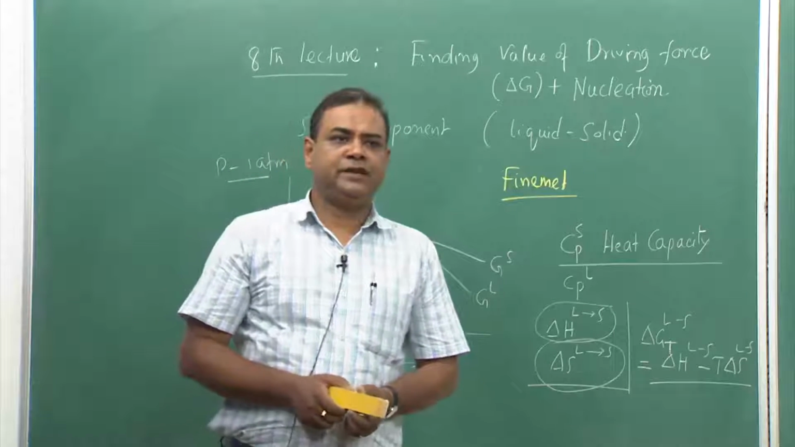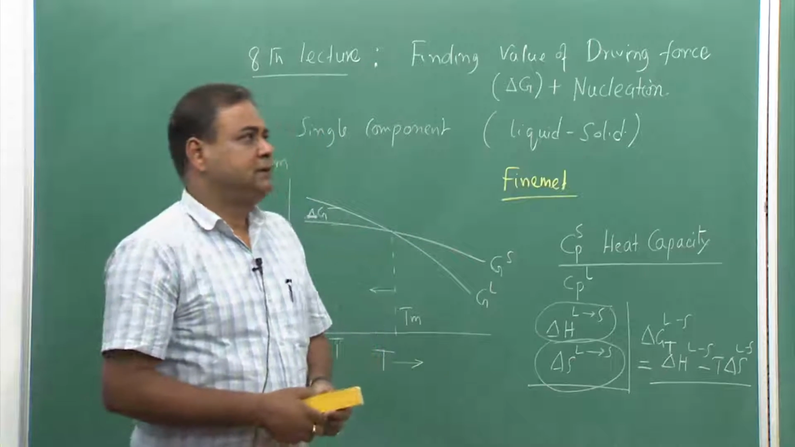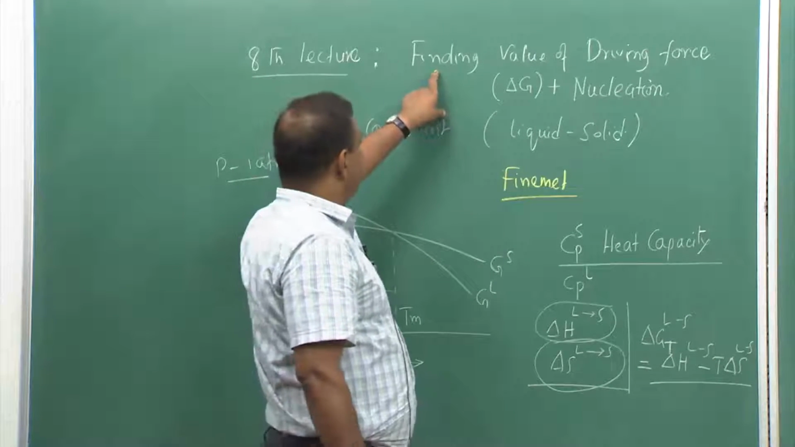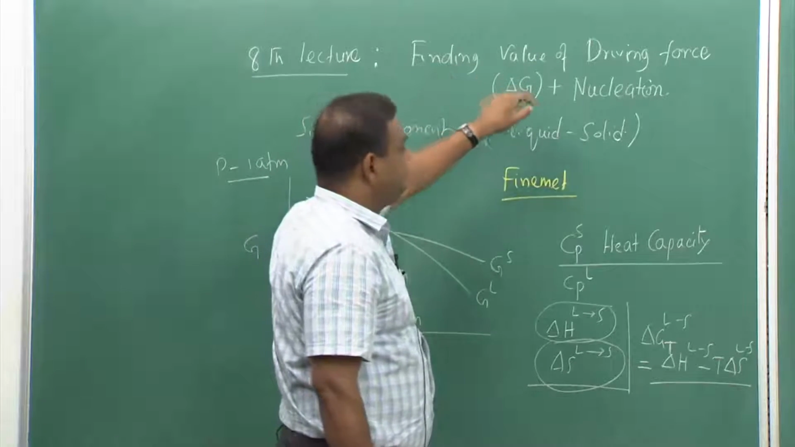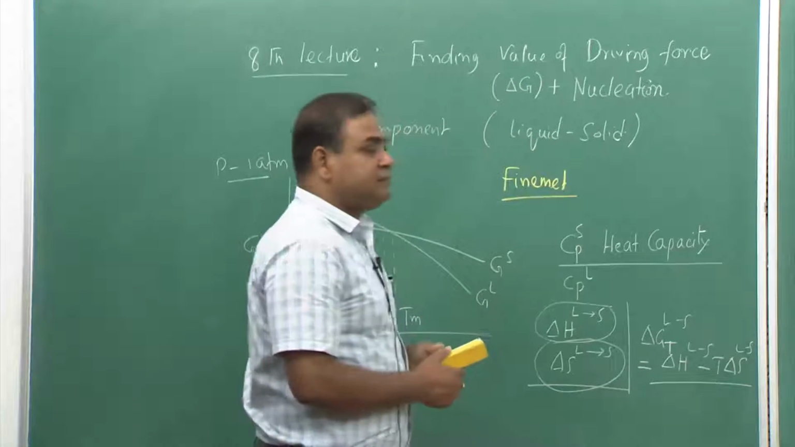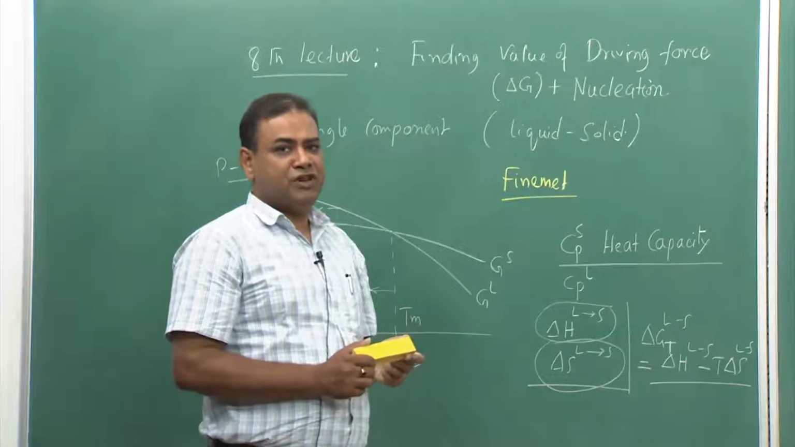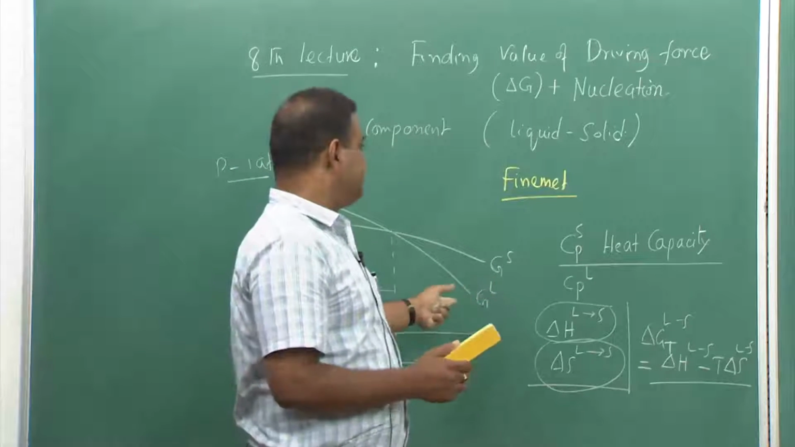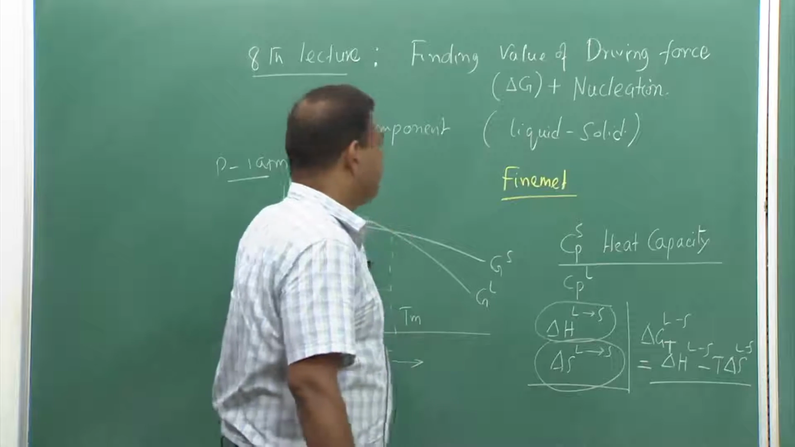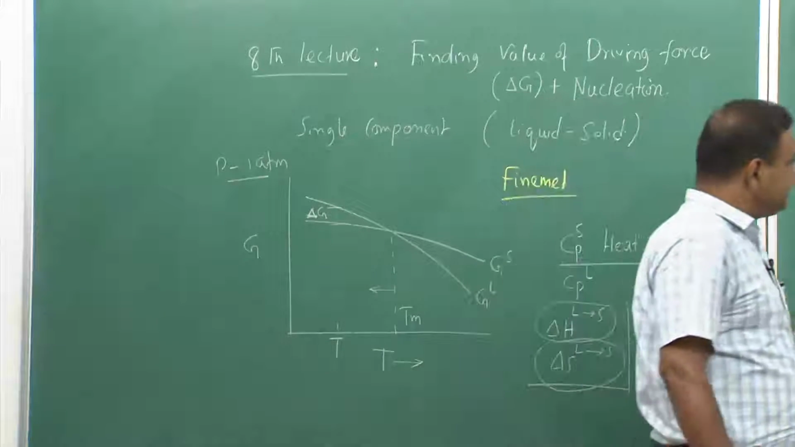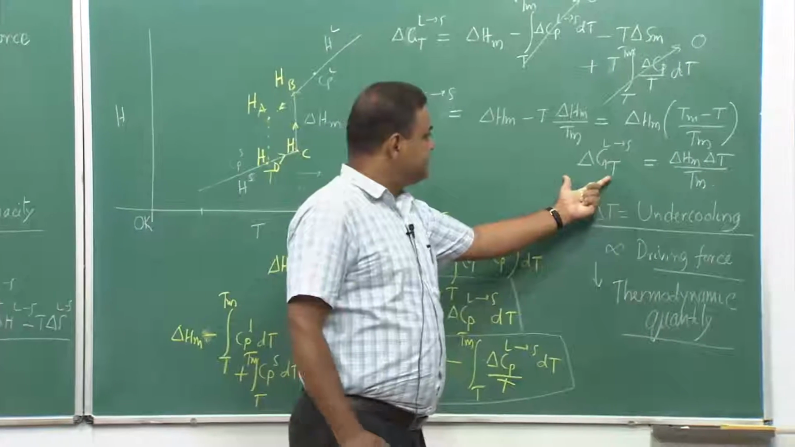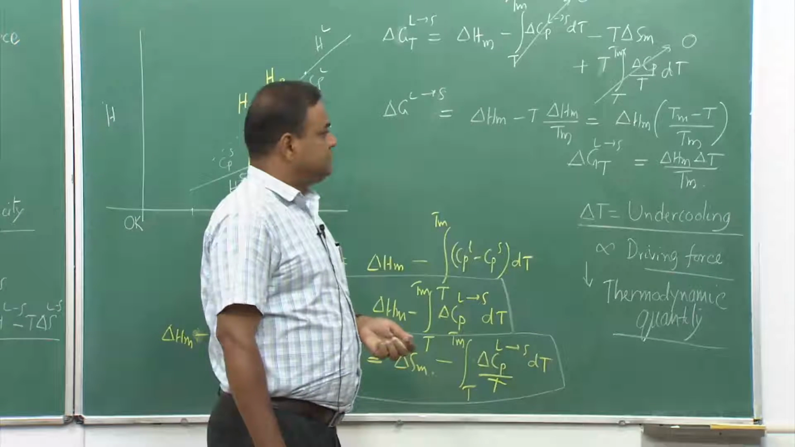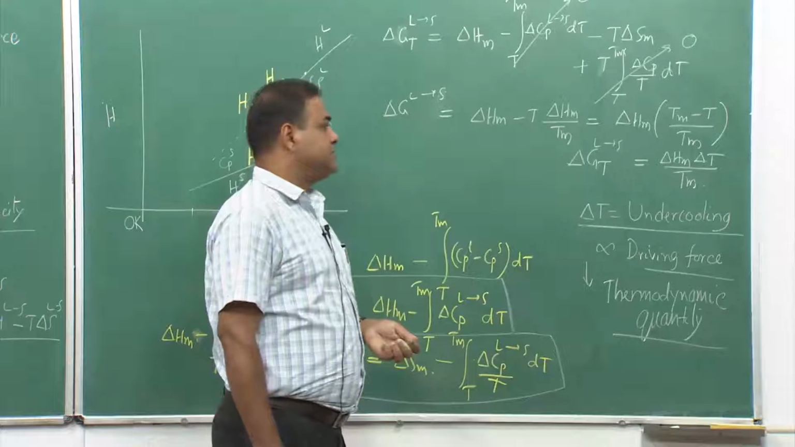Let us begin the 8th lecture. In the 8th lecture we will be continuing our discussion on finding the value of driving force, and then we will start discussion on nucleation. Now, in the 7th lecture, we started from here, and then gradually we moved to this particular expression, which is del G T, at any temperature below melting temperature.